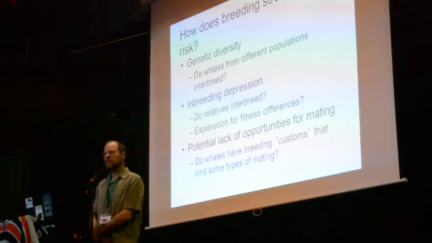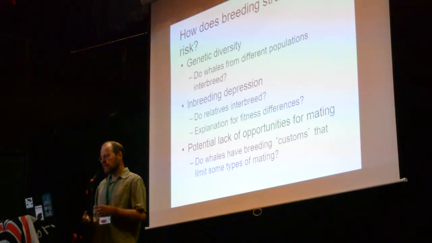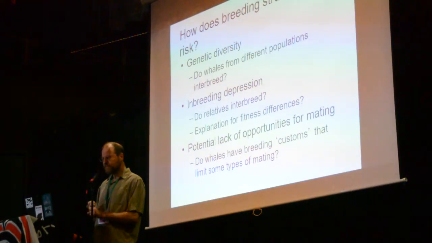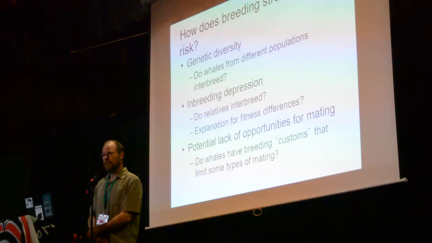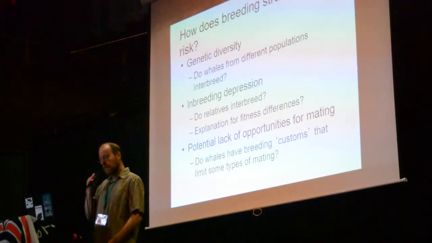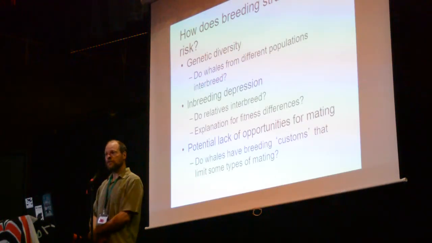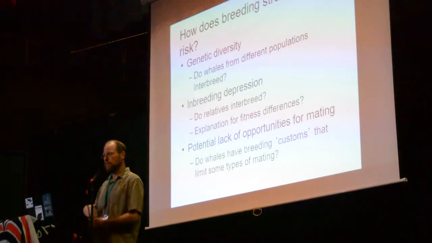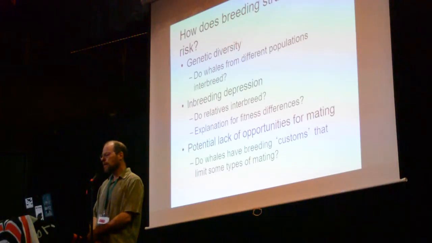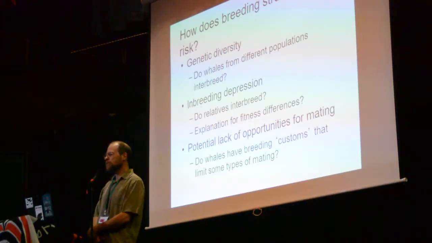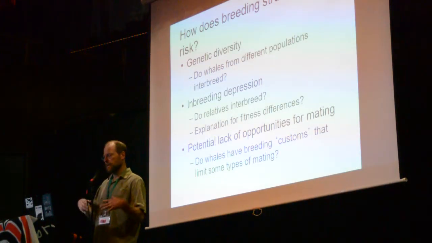So how does breeding structure affect risk? There's a couple of ways. One, genetic diversity, as we learned from Darwin, is important for allowing populations to adapt and respond to environmental changes. Diverse populations have what they need to do that. And the breeding structure affects how much diversity there is in a population. If you have interbreeding with other populations, that can increase diversity. If you don't, it reduces diversity. And even if you don't have interbreeding with other populations, how the breeding structure occurs within a population affects how much diversity is in that population.